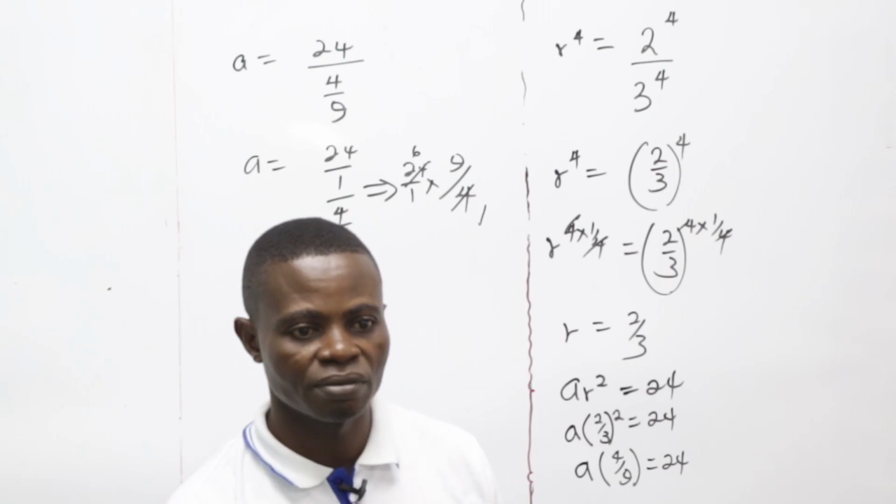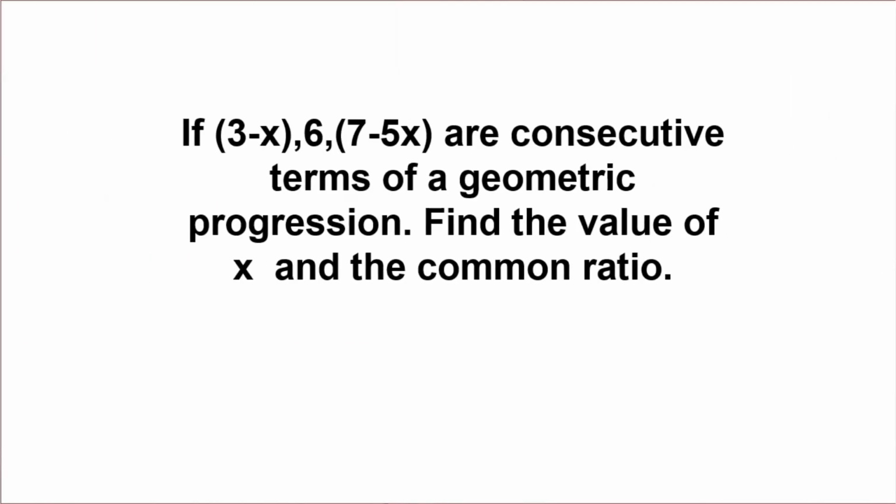Let's take the next one. Okay, taking another sample here. If 3 minus x, 6, 7 minus 5x, all in brackets apart from 6, are consecutive terms of a geometric progression, find the value of x and the common ratio. Now, recall that any number you are seeing in AP or GP stands as the first term. But now we are dealing with GP. Our common ratio is the second term divided by the first term, or the third term divided by the second term.